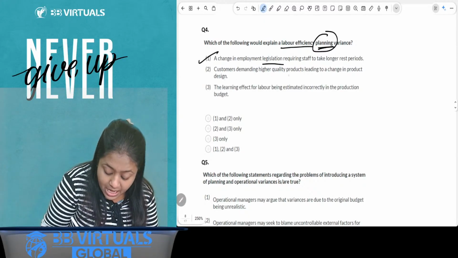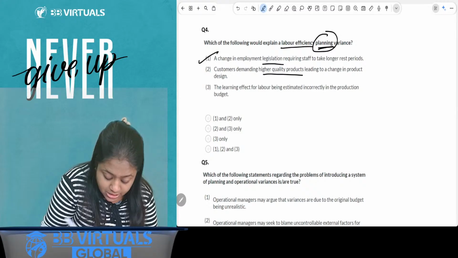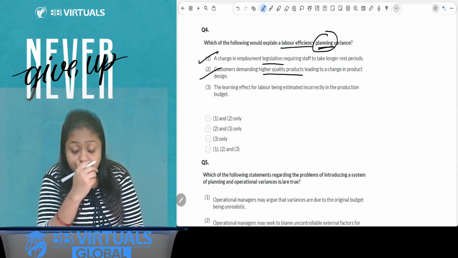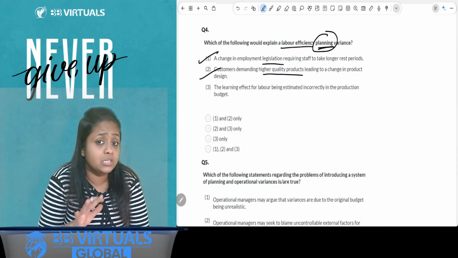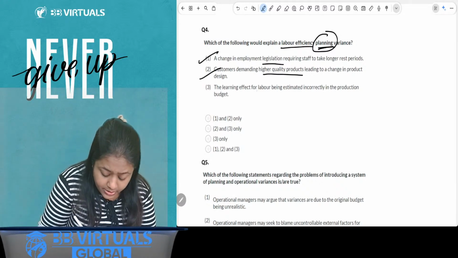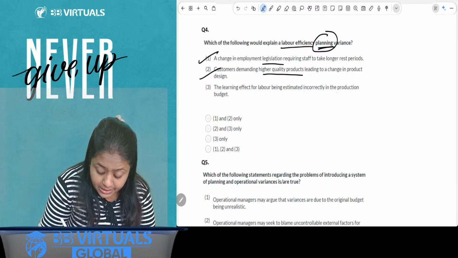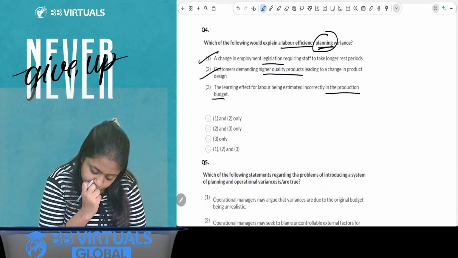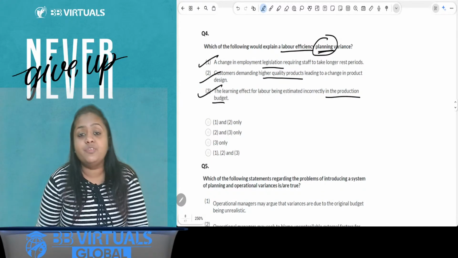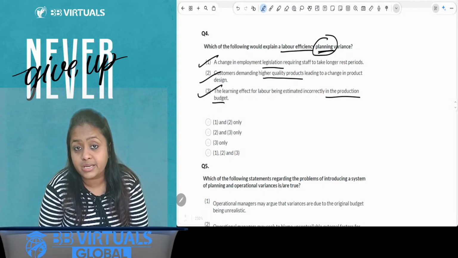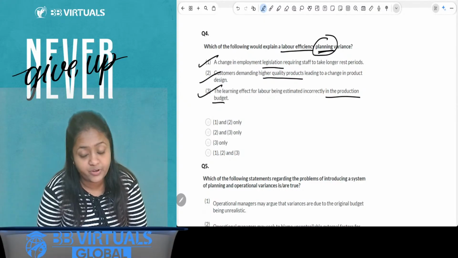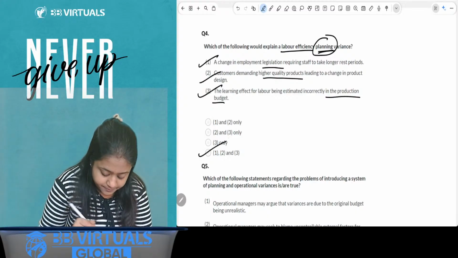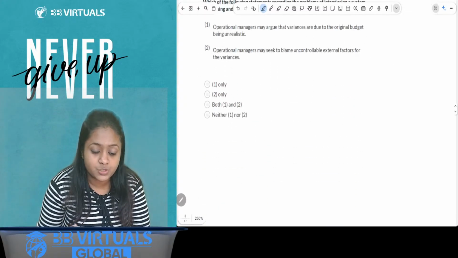Customers demanding higher quality products, leading to a change in product design. Again, a planning variance only, not within the control of the manager. The learning effect for labor being estimated incorrectly in the production budget. This would be a reason, because if the learning curve is taken incorrectly, the efficiency level is affected. So definitely it's a reason. All three are correct. Okay, let's go to the next one.